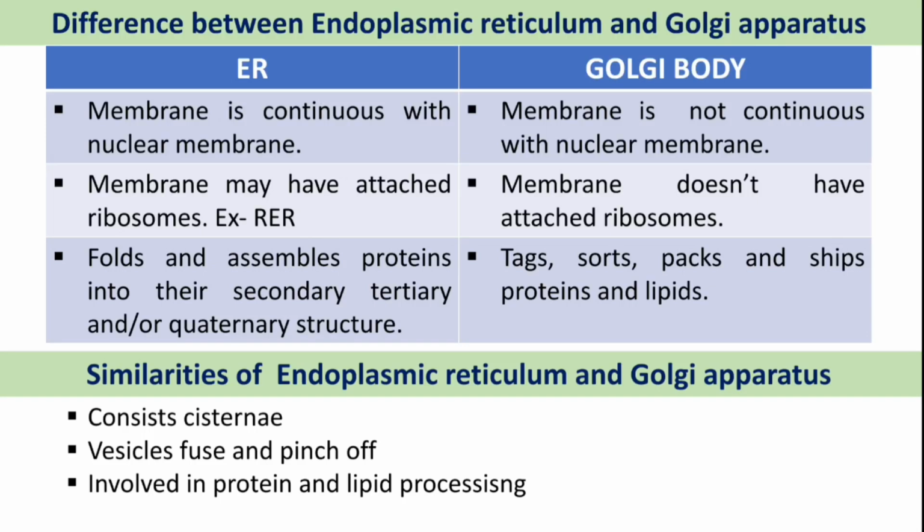There are some similarities between the endoplasmic reticulum and Golgi body: both consist of cisternae, vesicles fuse and pinch off, and both are involved in protein and lipid processing. The endoplasmic reticulum folds and assembles proteins into their secondary, tertiary and quaternary structure, and the Golgi body tags, sorts, packs and serves proteins and lipids. That means both work for protein and lipid processing. So today we have discussed the endoplasmic reticulum and Golgi body.